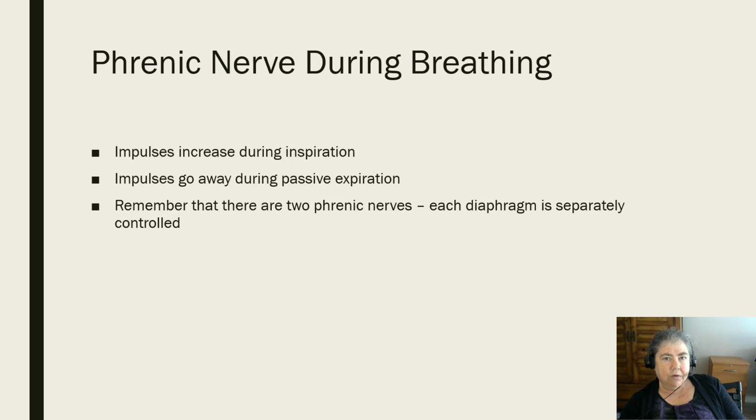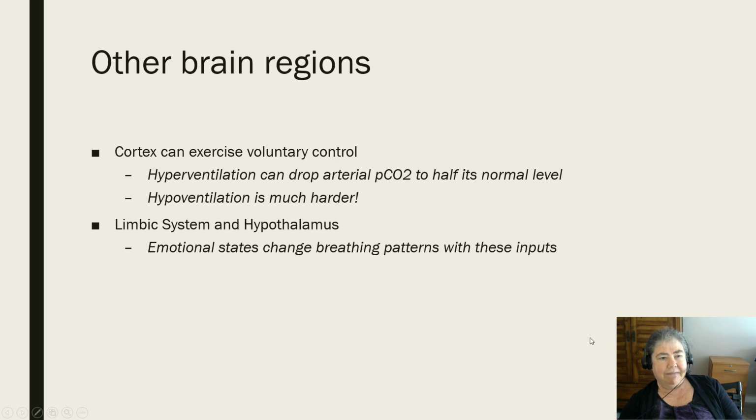The phrenic nerve, when it's firing and getting more frequent action potentials, we inspire. When those impulses die back, we expire. And remember that each diaphragm is separately controlled. There are two phrenic nerves, which is a very good thing.